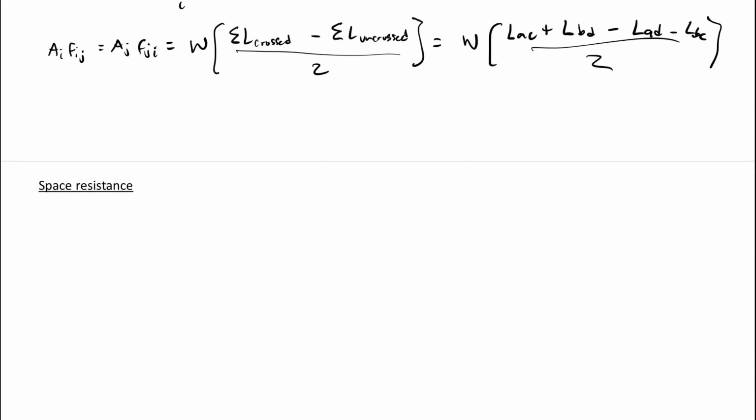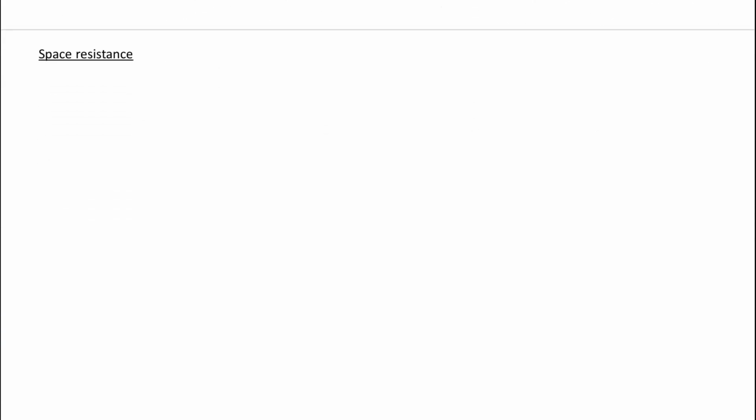So let's talk a little bit about the idea of space resistance or geometric resistance. So we have this relationship for the surface. For a surface from i to j, we say q dot i to j is equal to F_ij A_i sigma T_i to the fourth minus F_ji A_j sigma T_j to the fourth. That's an energy balance, the net radiation exchange between surface i and j.